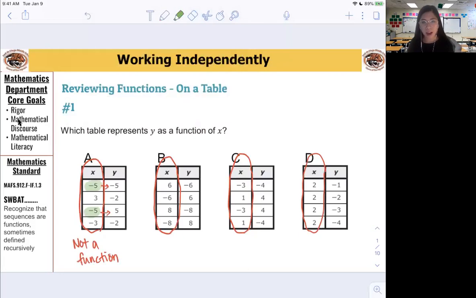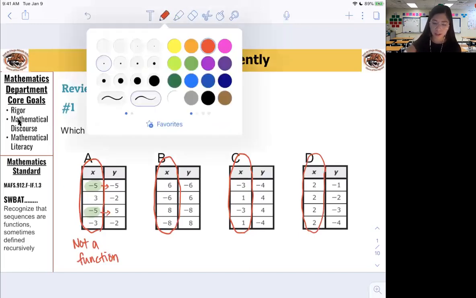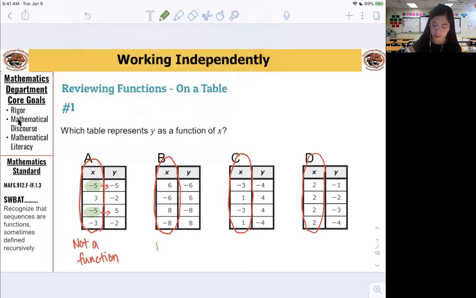Now looking at B, I don't notice any values in the input column that repeat. I have +6, -6, +8, and -8. There are no repeating numbers, so that is my clear indication that this is a function. I already know that B is my correct choice, but I'm going to also explain C and D.